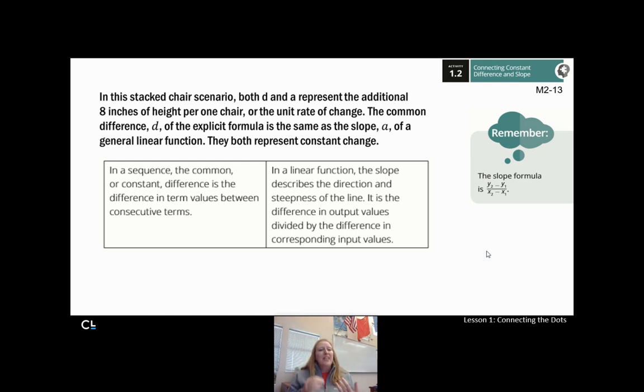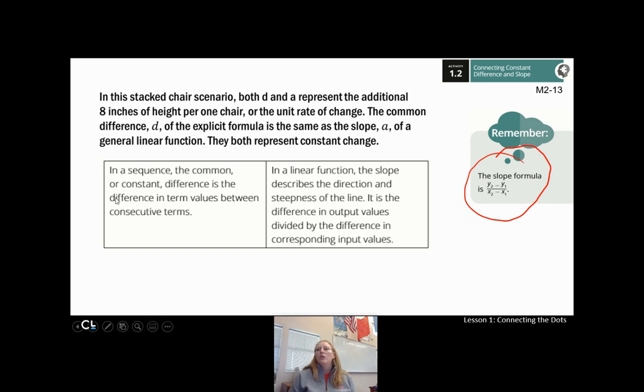So in a sequence, the common or constant difference is the difference in term values between consecutive terms, right? We noticed that we could find our common difference just by subtracting two terms that are next to each other. In a linear function, the slope describes the direction and steepness of the line. And it is the difference in the output values divided by the difference in the corresponding input values. Are you looking at this over here? Does this look familiar? You may want to circle that or highlight it or something, because for our next lesson, it's going to be really useful to remember.